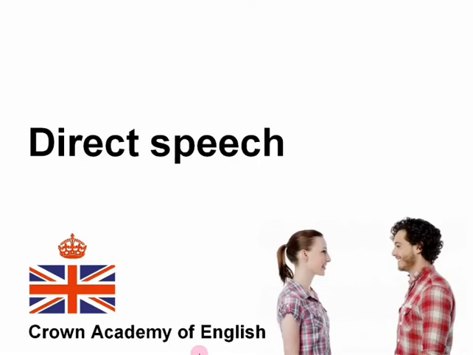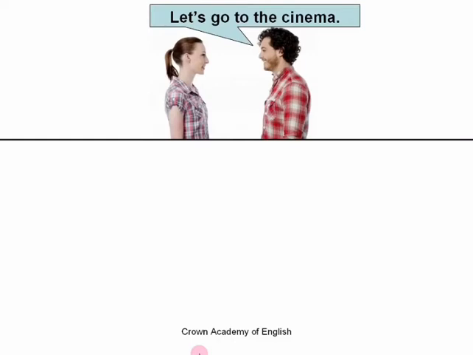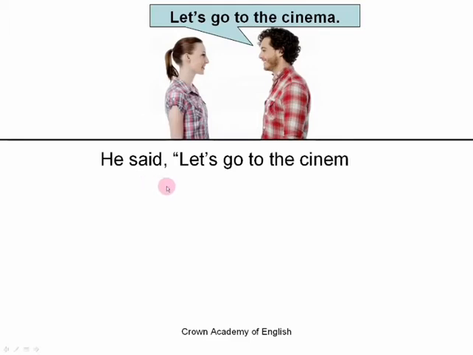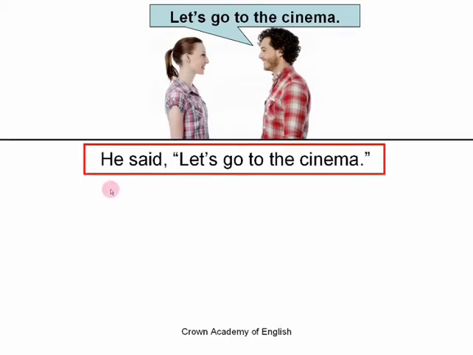Today we are doing a grammar lesson, a writing lesson, and the subject is direct speech. So let's start. Let's go to the cinema. So if we want to write what is happening here, then this is how we write it. He said, "Let's go to the cinema." And this is an example of direct speech.